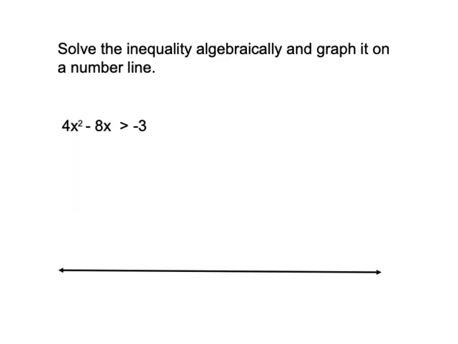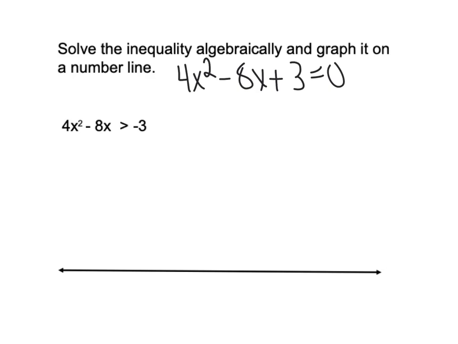Okay, last one. All right, so we have 4x squared minus 8x is greater than negative 3. Okay, first things first, let's get it set equal to 0. So we would have 4x squared minus 8x plus 3. We're just going to set it equal to 0 for right now, so we can factor it.